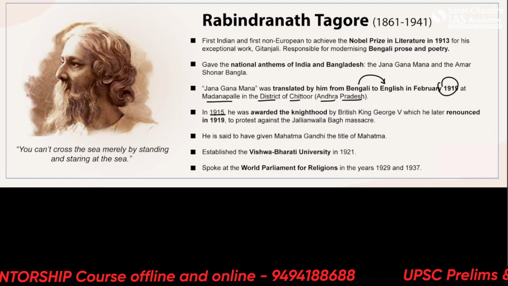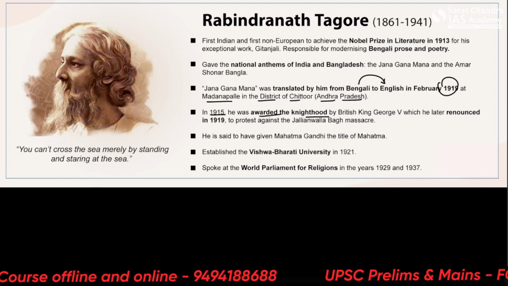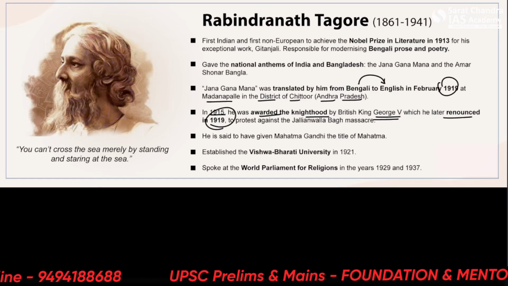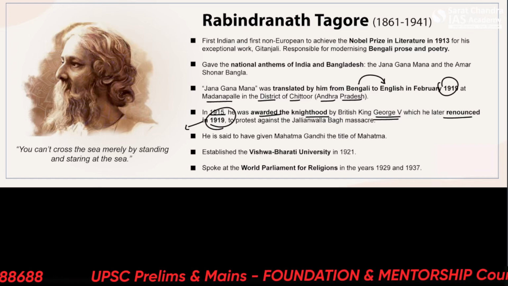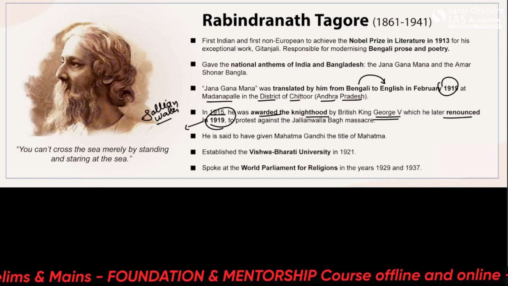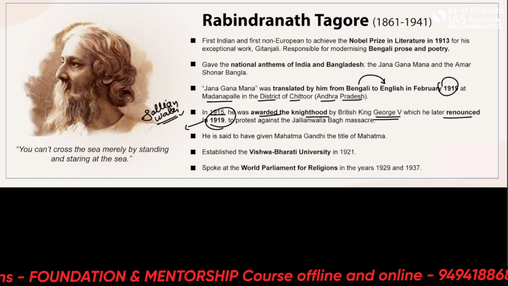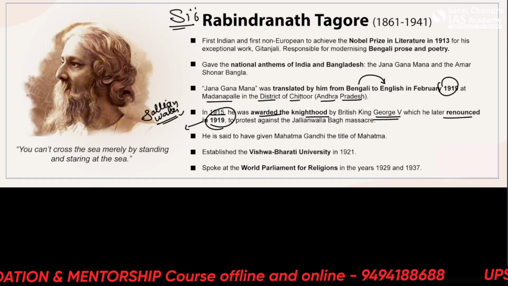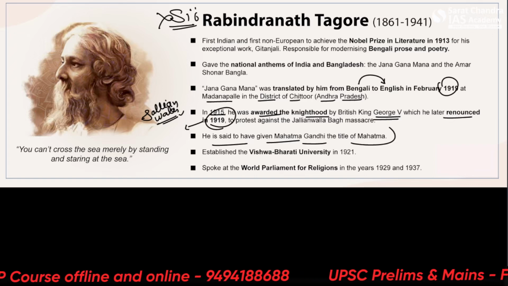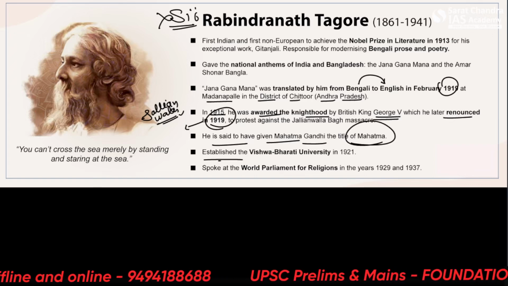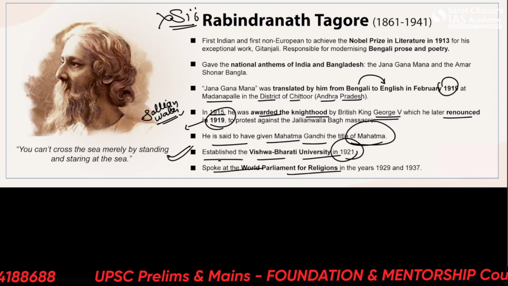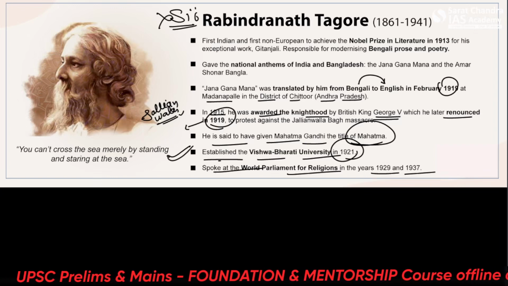And in 1915 he was awarded the knighthood by the British King George V, which he later renounced in 1919. So what happened in 1919? The Jallianwala massacre. So earlier he was Sir Rabindranath Tagore, which he renounced. He is also said to have given Mahatma Gandhi the title of Mahatma and established Visva-Bharati University. This we all know, and we are talking about this. He spoke at the World Parliament for Religions in 1929 and 1937.